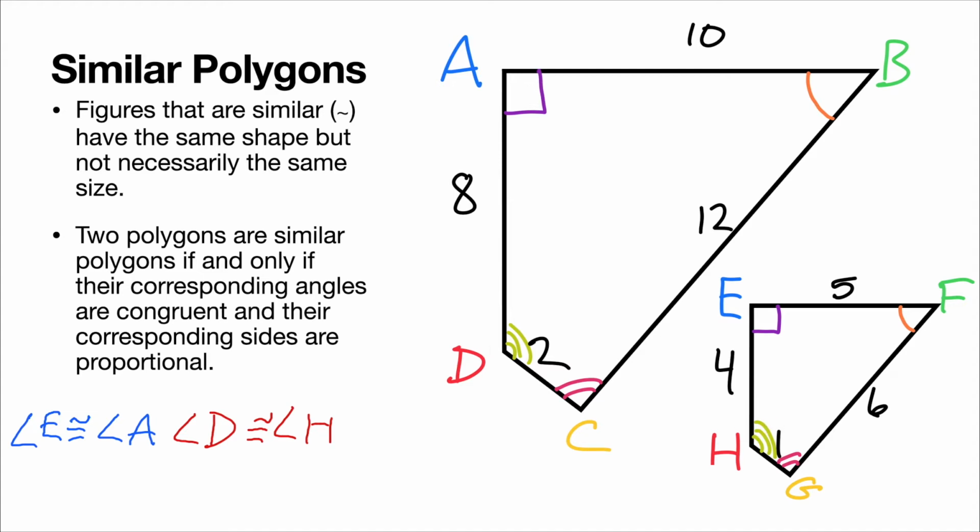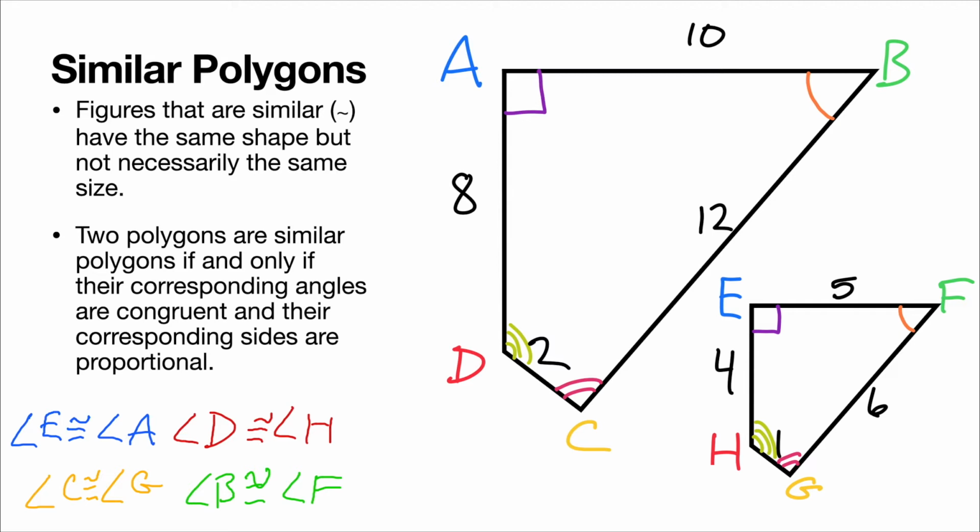I can say angle C is congruent to angle G. That's because of the two arc marks. And then finally, I can say angle B is congruent to angle F. So now we've shown that all four angles are congruent.